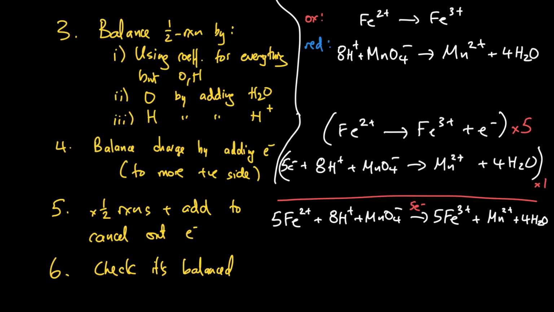And the very last rule is if it is under basic conditions, what we're going to do is add OH minus ions to neutralize the H plus. And in doing so, it will turn it into water. So let me just go ahead and push this up and finish this off. We were told at the start it was acidic, but maybe we change our mind and it's under basic conditions. What would we have to do? So let's push it up and have a go.